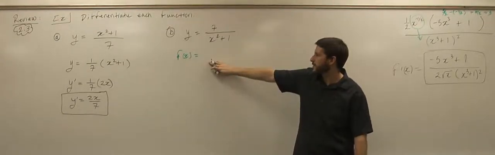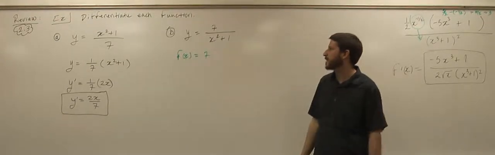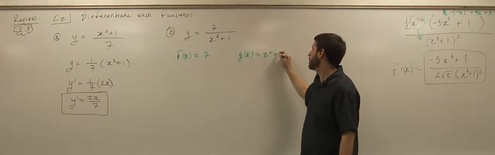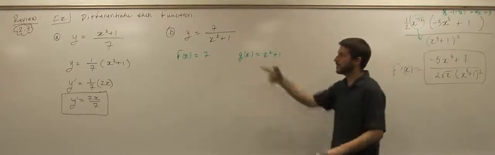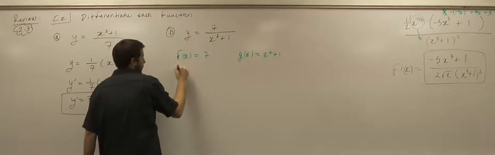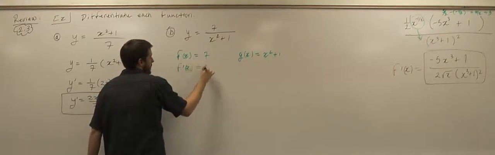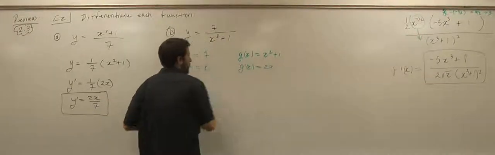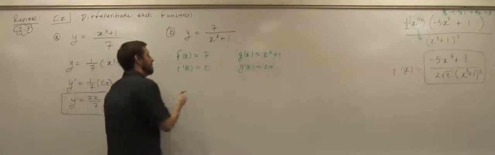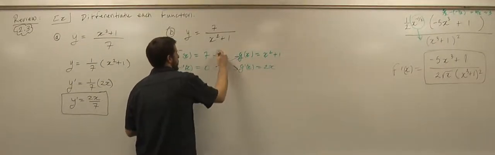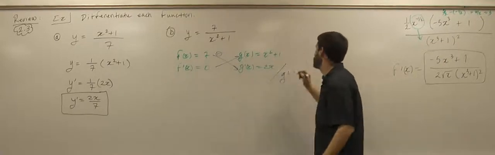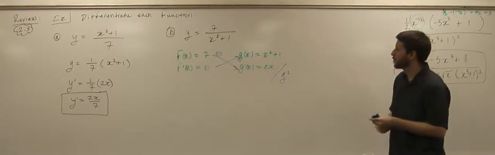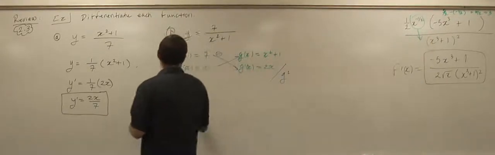f is the top, so it'll be just the constant function 7. g is the bottom. Do the derivative of each. What's the derivative of f here? 0. Derivative of a constant is 0. Derivative of g? 2x. And you multiply up, multiply down, subtract, and divide by bottom squared.